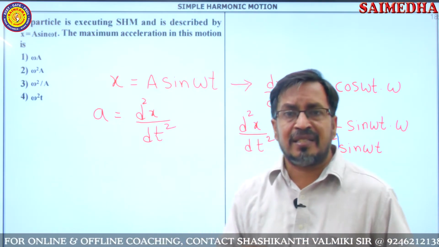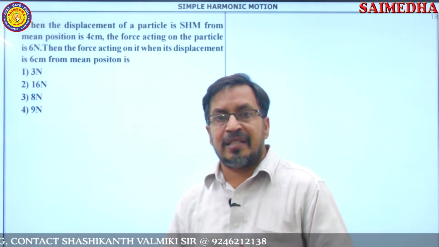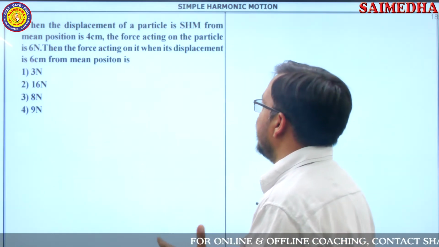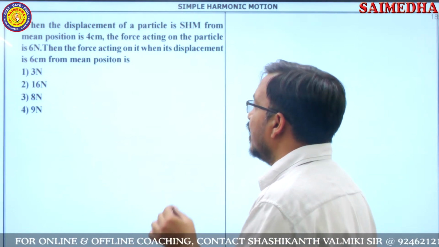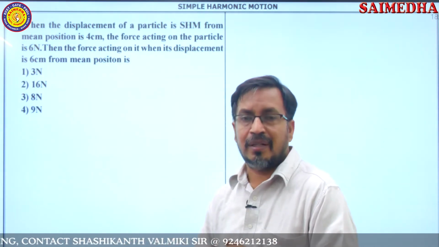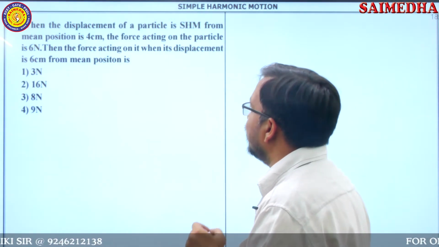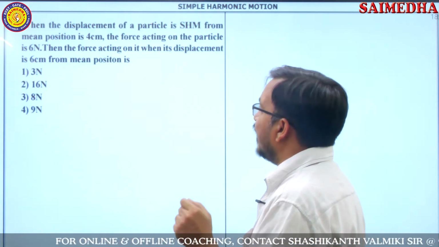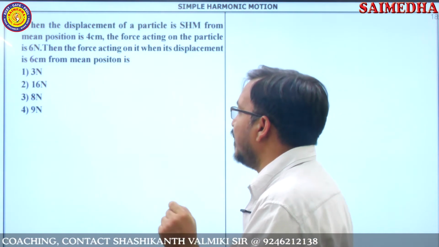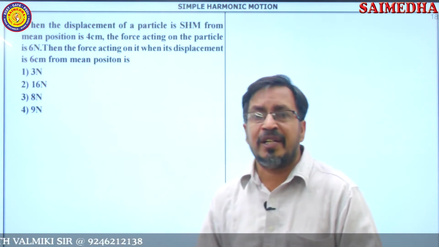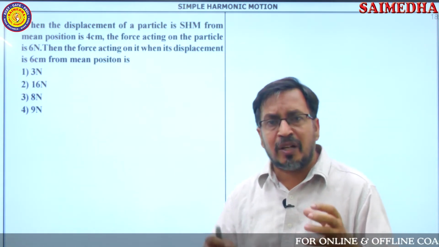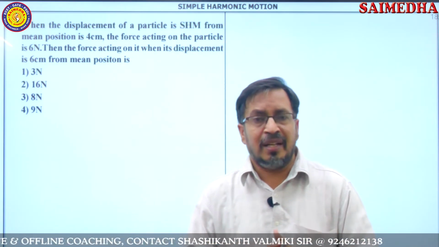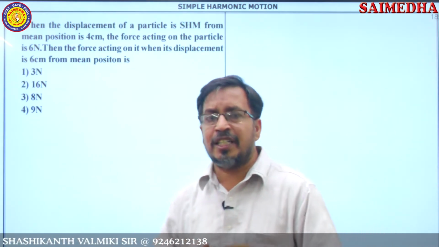Now we will discuss the second question. When the displacement of a particle in SHM from the mean position is 4 centimeter, then the force acting on the particle is 6 newtons. Then what is the force acting on it when its displacement is 6 centimeter from its mean position? So here the question is related to force and displacement.